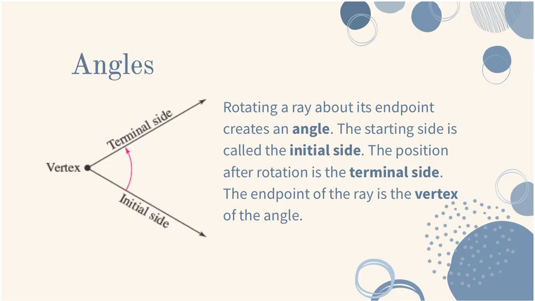So if I'm looking at this diagram, this little pink line is my angle. Okay, and I have an initial side, which is right here in blue. This is my initial side. This is where I'm starting. And then I'm going to my terminal side. Okay, that's considered the position after rotation. And like I said, this endpoint right here is considered my vertex. So just a couple key terms that we should know.